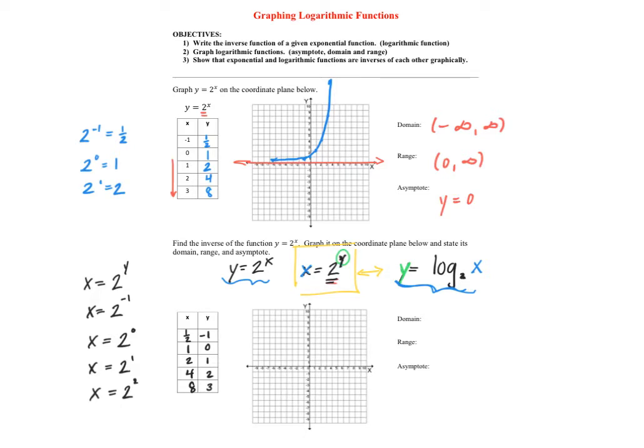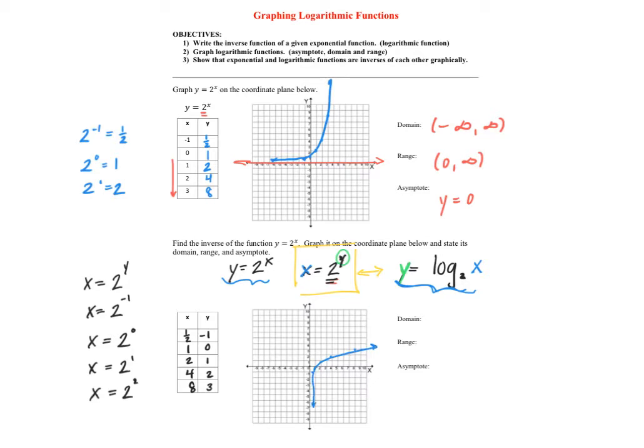Let's plot these points. I have positive 1/2, -1. I have 1, 0. I have 2, 1. I have 4, 2, and 8, 3. And if I connect my points, my graph is going to look like this.